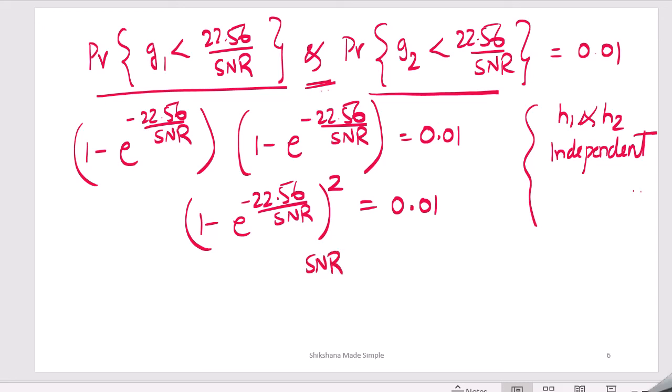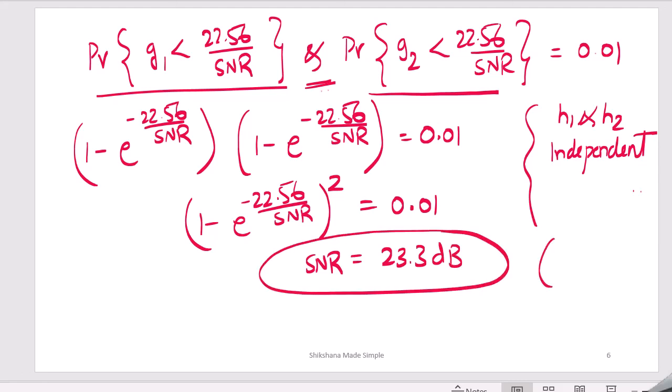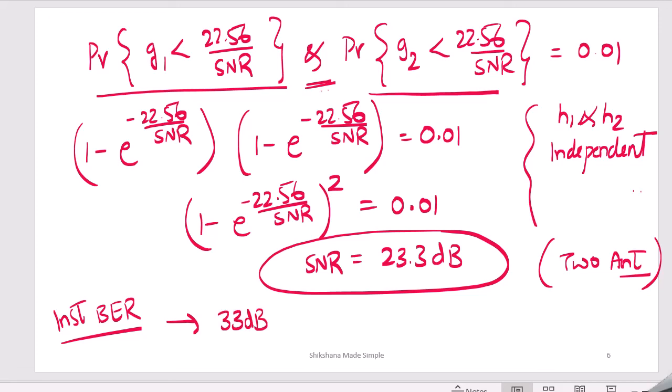Now I am directly writing this equation. We will get 23.3 dB. So this is just for two antennas. If you see the instantaneous BER which we had taken for one antenna, it was around 33 dB, right? Now that has come down to 23.33 dB, which means with the two antennas, there is a reduction of approximately 10 dB. So by using multiple antennas, we can actually achieve a better BER performance, even at a much lower SNR, much lower requirement of power.